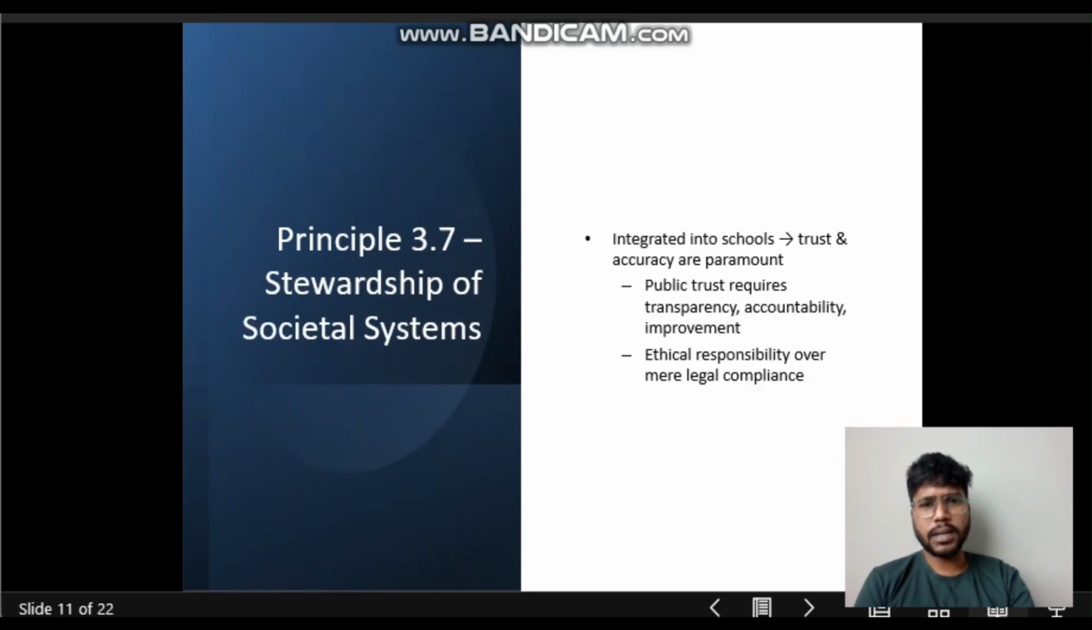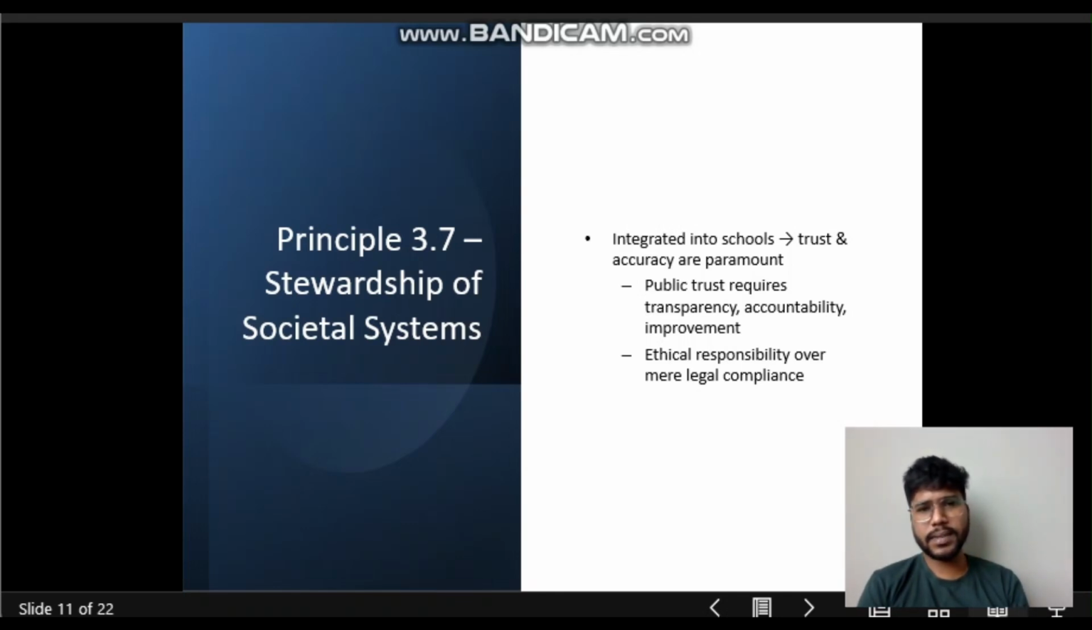So next topic, principle 3.7, stewardship and societal systems. Blocker Plus was integrated into schools, a space where trust is paramount. Despite failing to uphold accuracy, it betrayed its role as a societal steward.